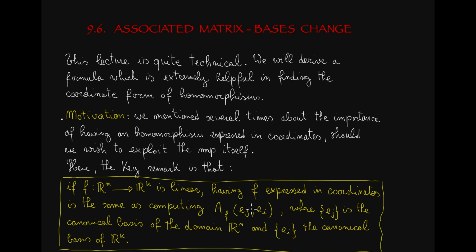But then we really want to express the associated matrix with respect to the canonical basis. So how do we pass from an associated matrix with respect to some clever basis of domain and codomain to the associated matrix with respect to the canonical basis of domain and codomain? Well, this is the argument we will cover in this lecture.